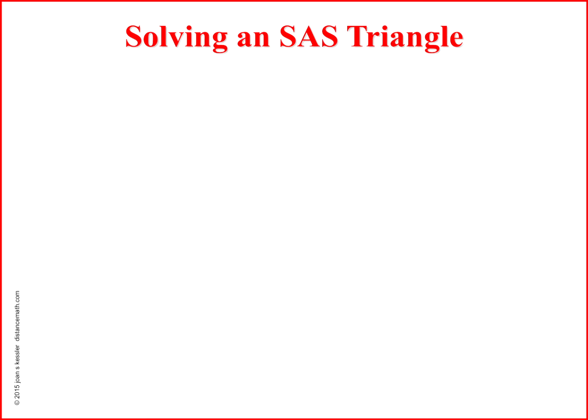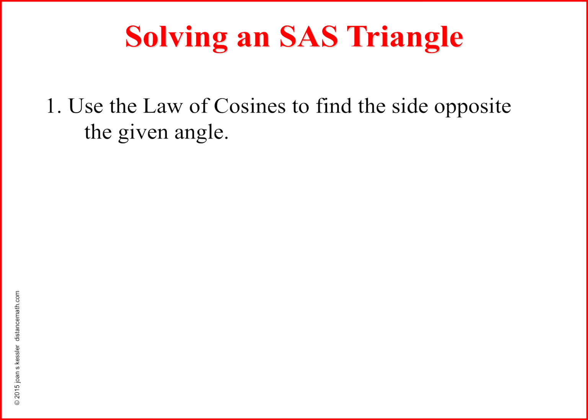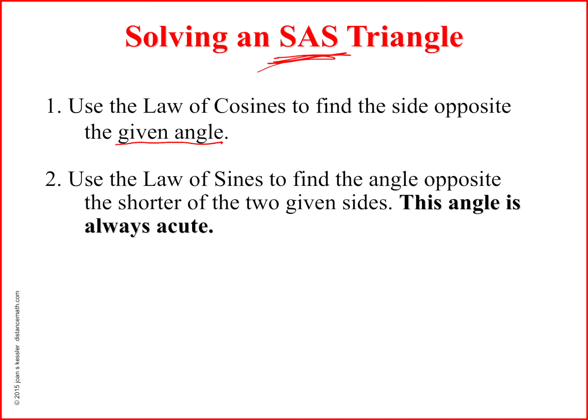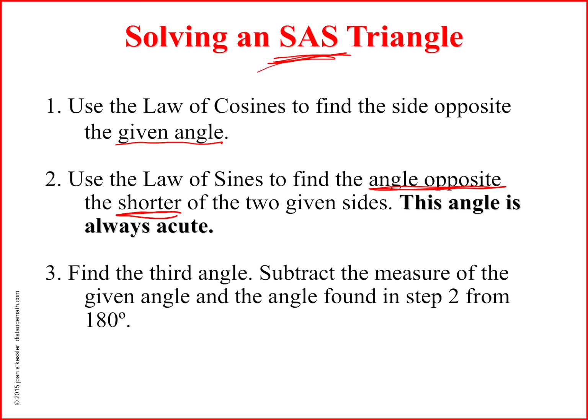So looking at this, we have four cases that I kind of showed you last time, and we looked at the first two. So now we're going to look at the last two. This one is if you are given a side, angle, side of a triangle, and then we need to solve to find everything else. So if we're given this, we're going to use the law of cosines to find the side opposite the given angle. Then we're going to use the law of sines to find the angle opposite the shorter side. When we find this, it will always be an acute angle. And then we're going to find the third angle by just subtracting 180 minus the two angles that we know.